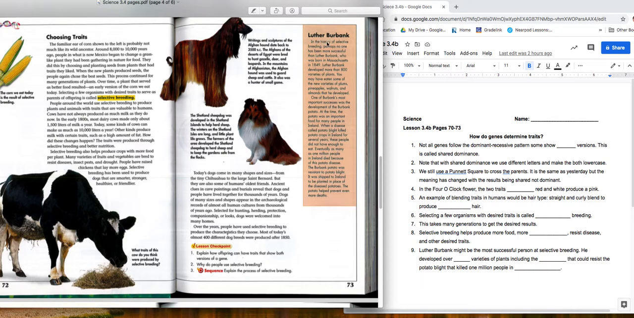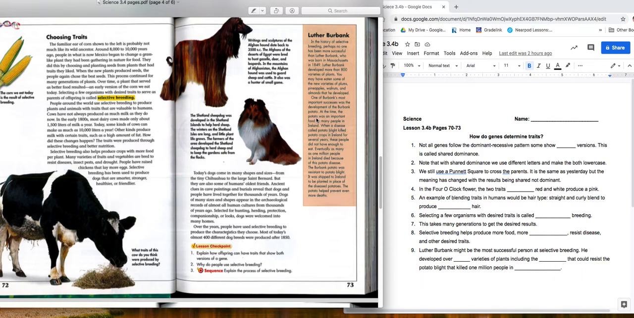Let's get the famous guy from history. In the history of selective breeding, perhaps no one has been more successful than Luther Burbank, who was born in Massachusetts in 1849. Burbank developed more than 800 varieties of plants. You may have eaten some of the new varieties of plums, pineapples, walnuts, and almonds that he developed. One of Burbank's most important successes was the development of what we call the Burbank potato. So you can include the word potato here.